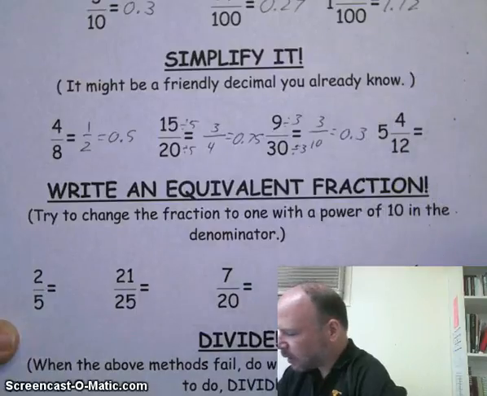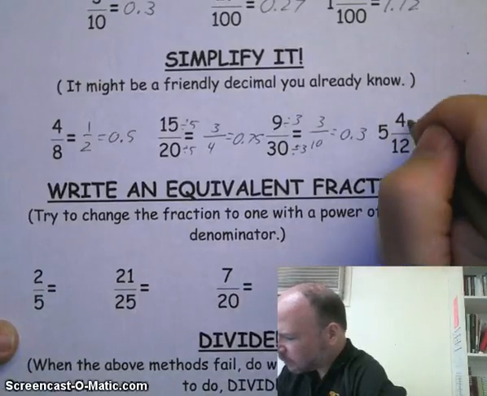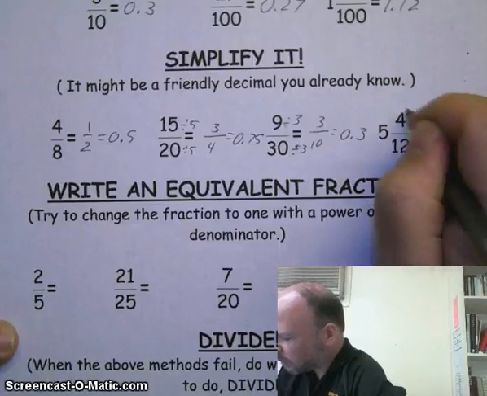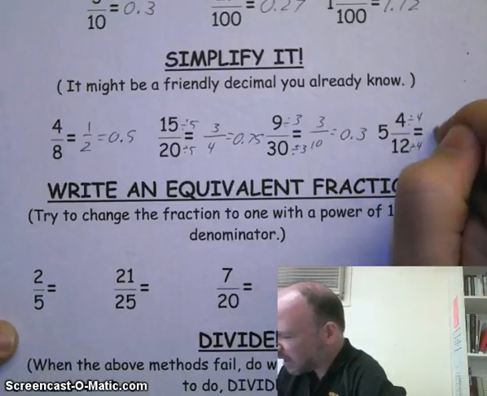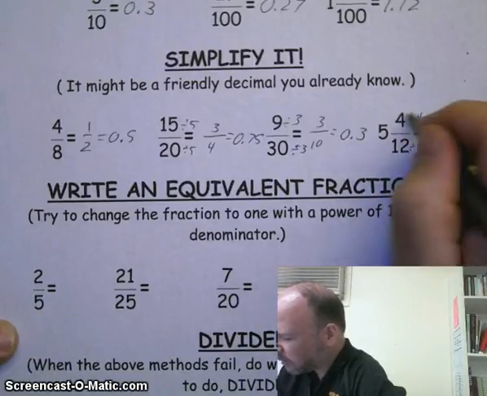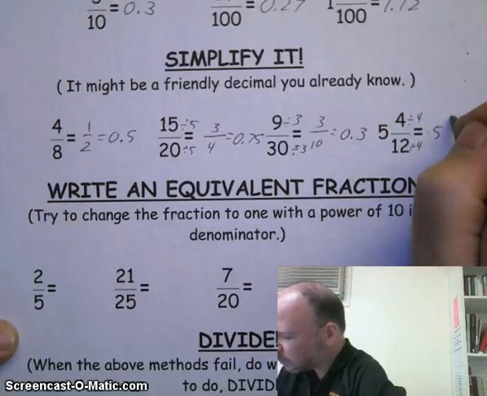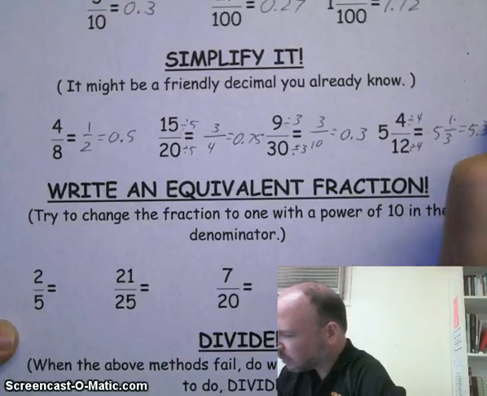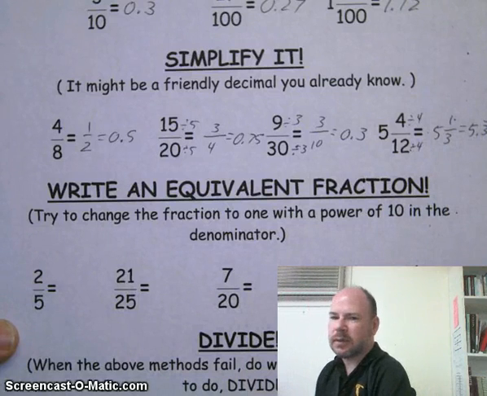5 and 4/12, divide by 4, divide by 4. For the fraction part, the 5 is still 5. 4 divided by 4 is 1. 12 divided by 4 is 3. It's 5 and 1/3. And you should remember that the fraction 1/3 is 0.3 repeating as a decimal.